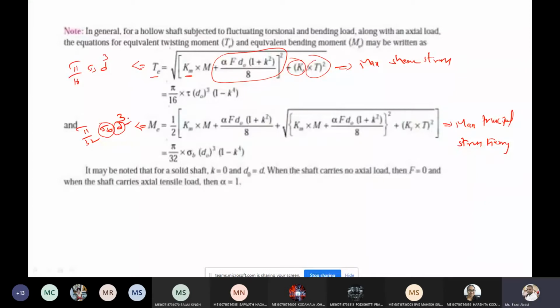Now it may be noted that for the solid shaft k is 0, and d naught is not equal to d. When the shaft carries no axial load, F is 0, it means axial load is 0, and when the shaft carries axial tensile load then alpha is 1, alpha is 1. These parts you need to remember.